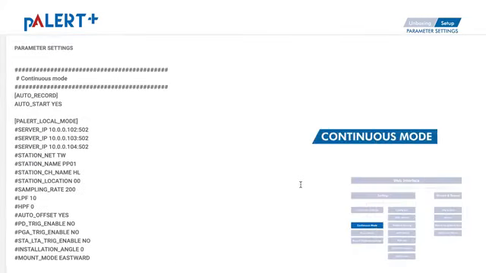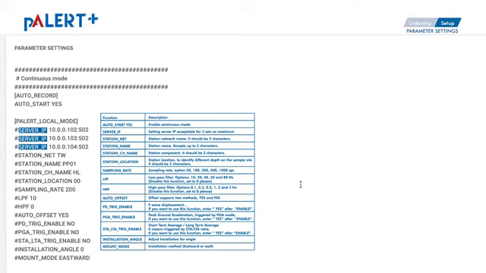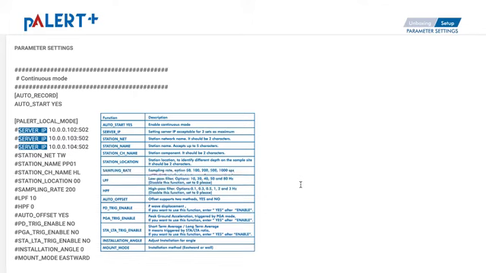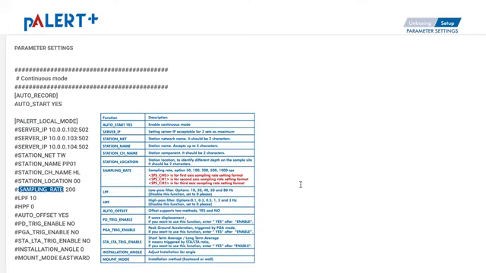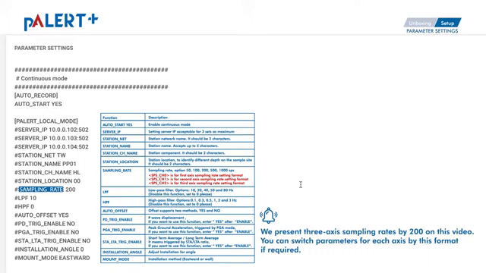Continuous mode. Server IP. You can set up 3 sets of server IP at maximum. Sampling rate. SPS channel 0 is for the first access sampling rate setting format. SPS channel 1 is for the second access sampling rate setting format. SPS channel 2 is for the third access sampling rate setting format. We present 3 access sampling rates by 200 in this video. You can switch parameters for each axis by this format if required.